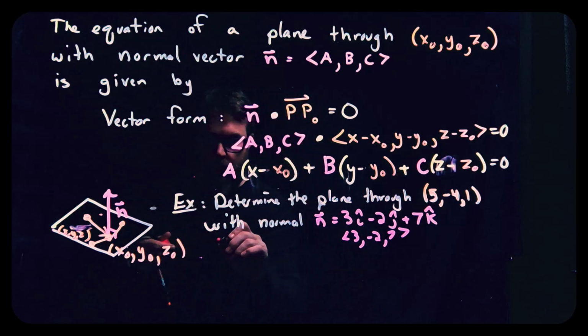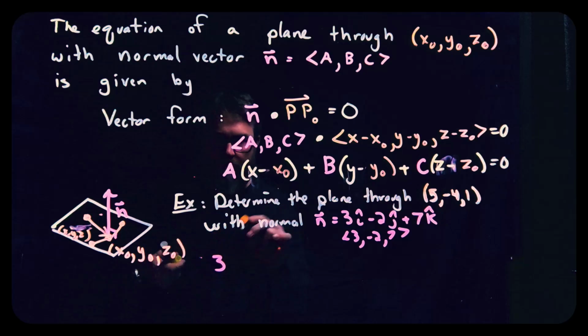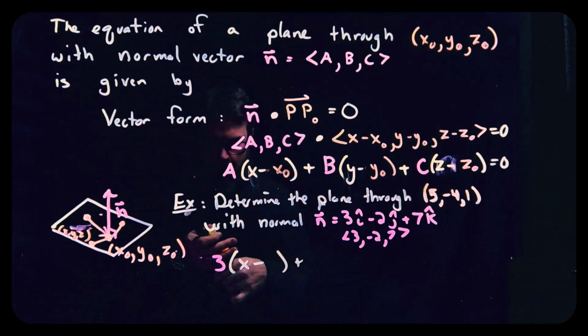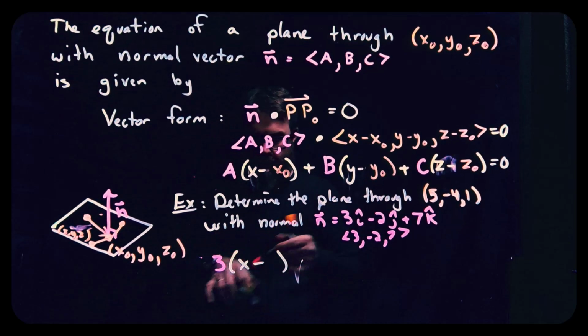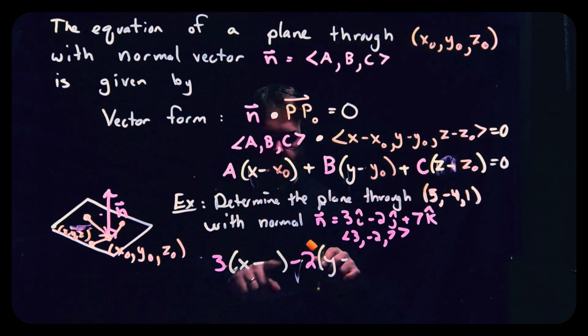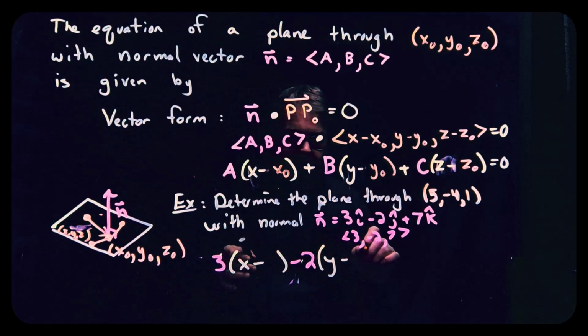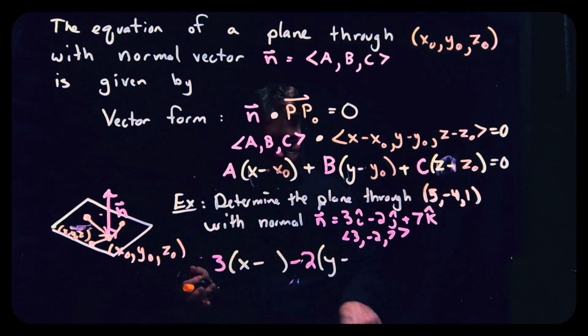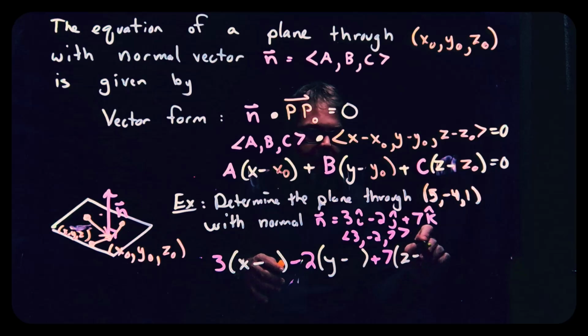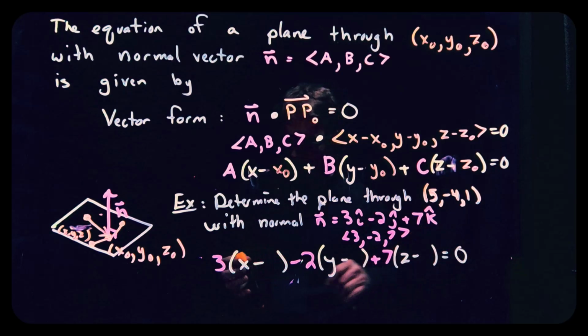So if I want to write that in component form, this is now going to be equal to 3 times x minus, and then we're going to have plus minus 2 times y minus, and then finally plus 7 times z minus, and this is going to be equal to 0.